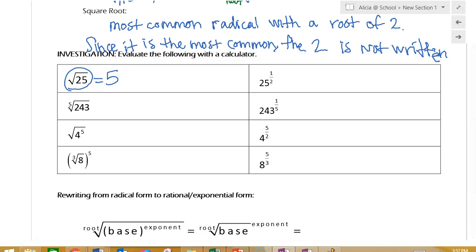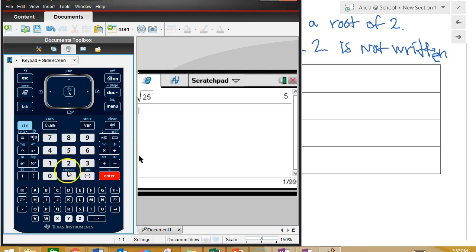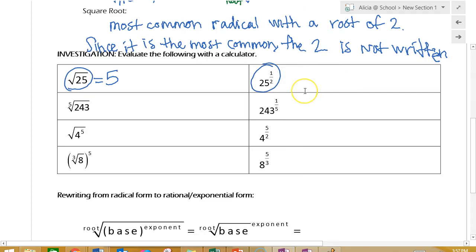Alright, now looking at our question of 25 raised to the 1/2, in order to write that in our calculator, we have to write our base first. Remember, the base is the number at the bottom. 25 is our base number, and we have to raise that to the 1/2 power. To get that exponent button, you're going to click that little up caret, and then type in our fraction. You're going to type in 1 divided by 2. Click enter, and you're also going to see that the answer is 5.